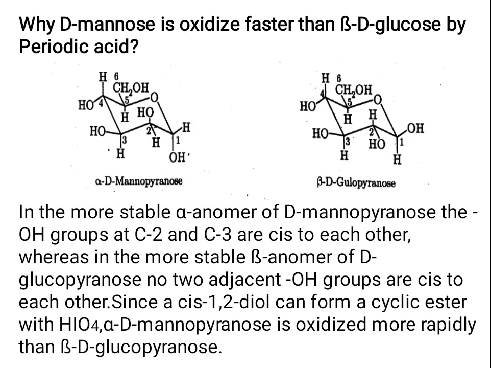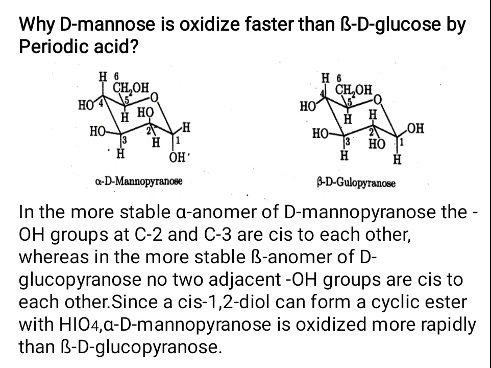Why is D-mannose oxidized faster than beta-D-glucose by periodic acid? So D-mannose is oxidized faster by periodic acid than beta-D-glucose. What is the reason behind it? In the more stable alpha anomer of D-mannopyranose, the OH groups at C2 and C3 are cis to each other. So this OH, C2 and C3, they both are in the up position. This one is the axial up and this one is the equatorial up. So they are cis to each other.